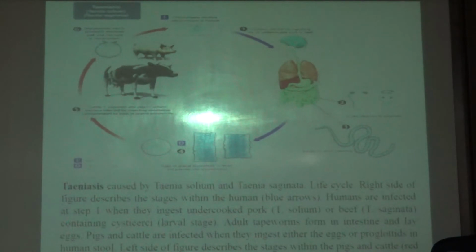There will be excystation, and it will develop ultimately into adult worms, and it will get attached to the intestine and may remain there for a long time. So the important thing here is that a person is eating animal flesh, and in the intestine the organism is forming.